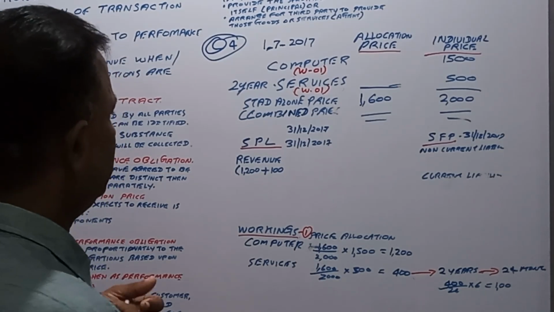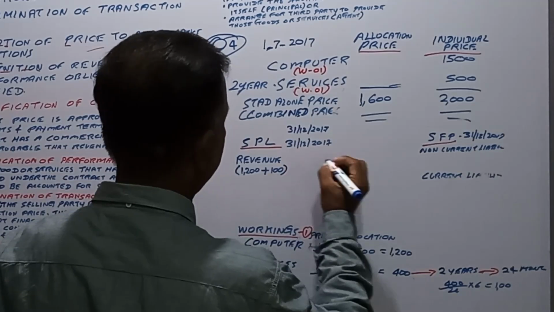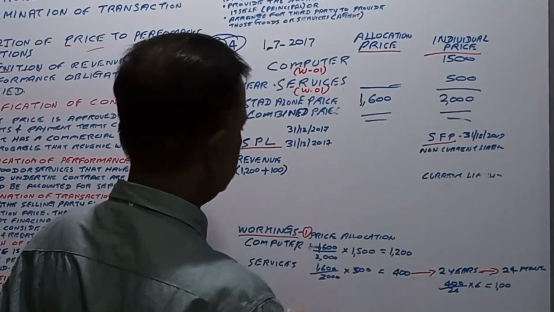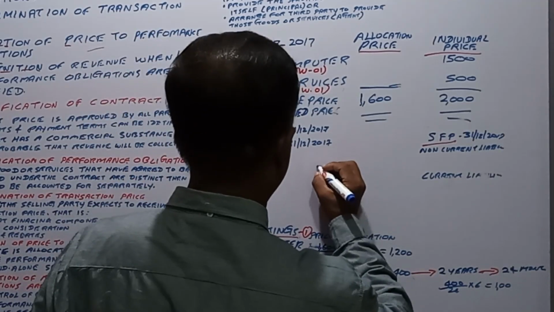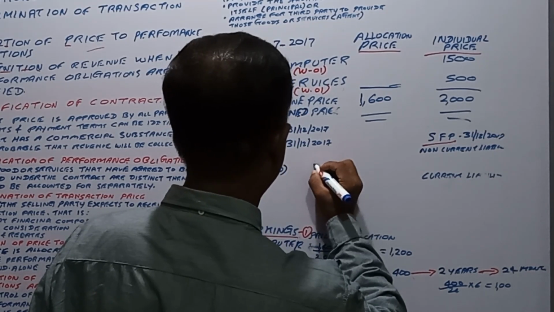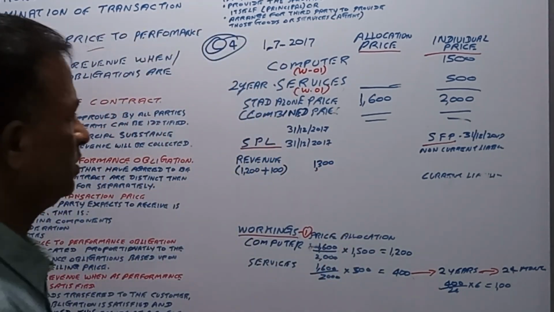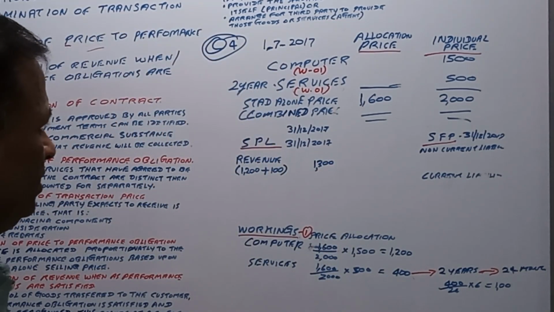Here we have to recognize the whole amount of the computer revenue this year, because possession is transferred. So 1200 plus 100, revenue will be 1300.